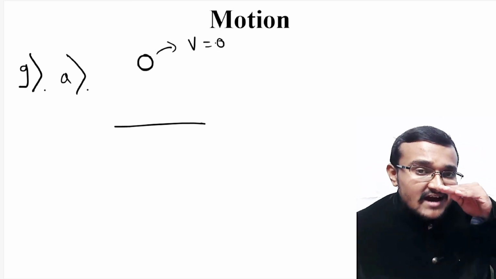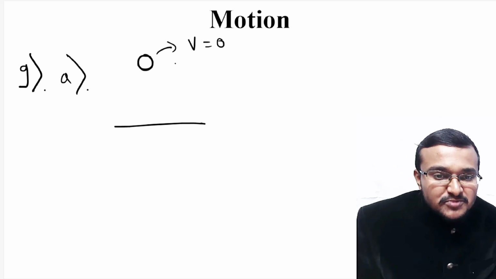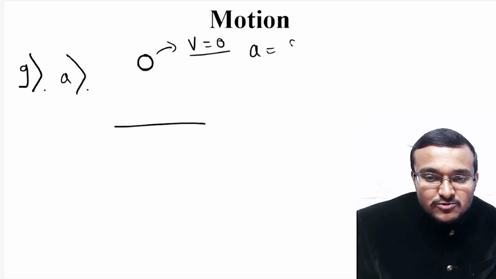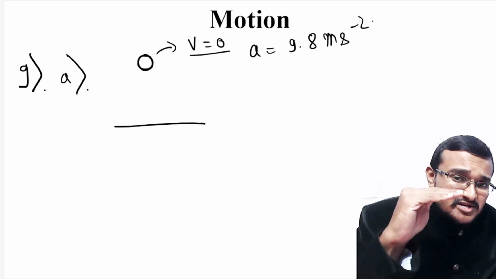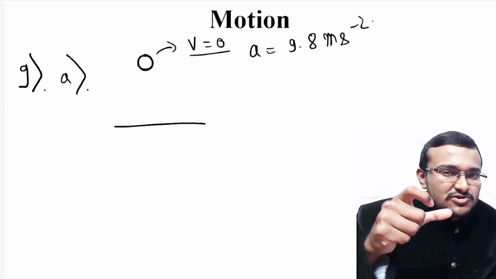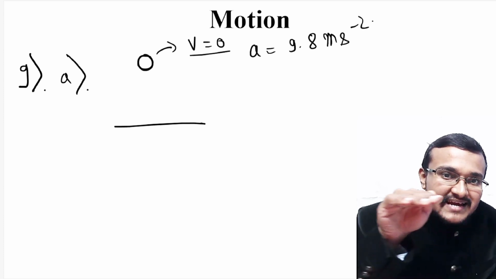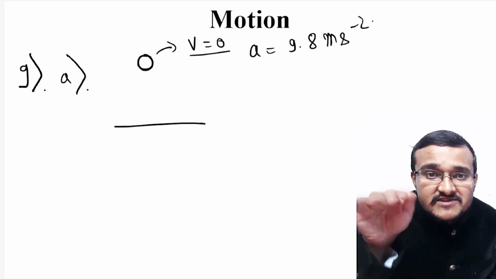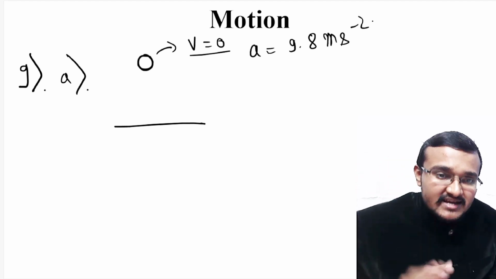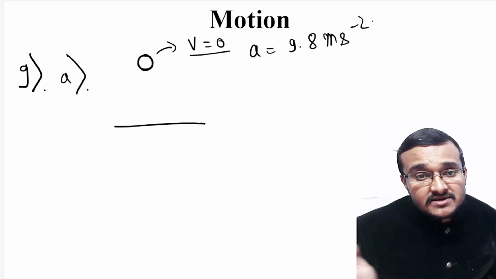That means at the highest position, this particular ball will have velocity equal to 0 and acceleration equal to 9.8 meter per second square. At that highest position, for a few milliseconds or microseconds, the ball will be at rest. That means its velocity will be 0. And again, due to acceleration due to gravity, it will fall back towards the earth.